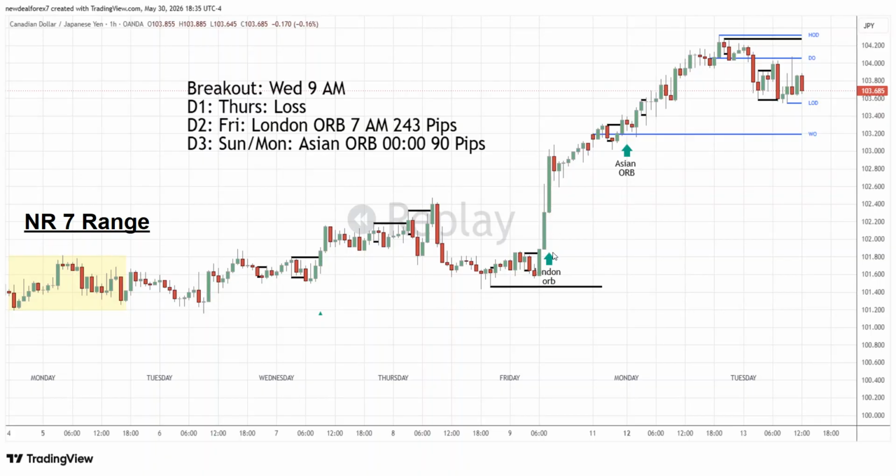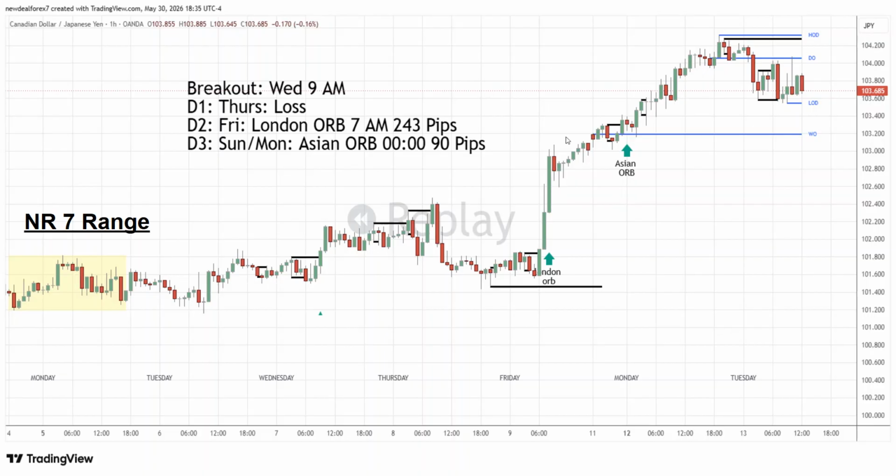And you had a London open range breakout right here. This was at 7 a.m. So this is the London candle from 3 to 4. Price broke out of it at 7 a.m. and went up 243 pips to this high right there.